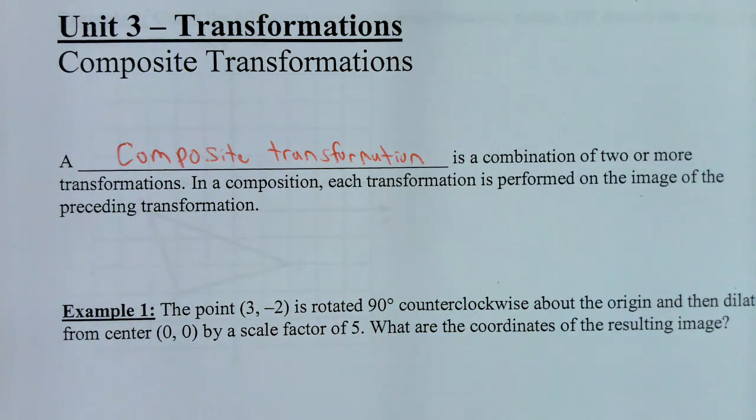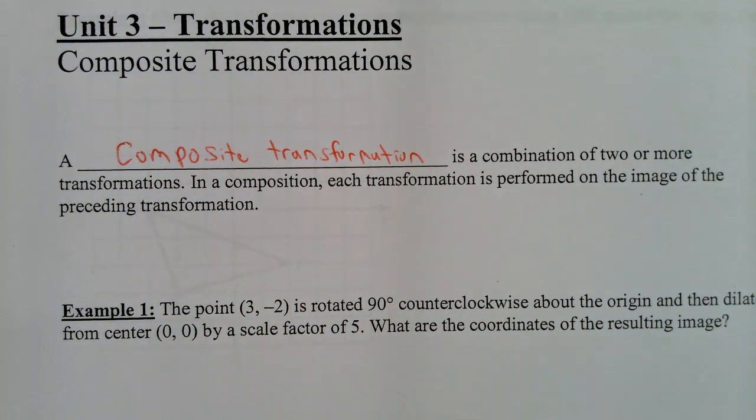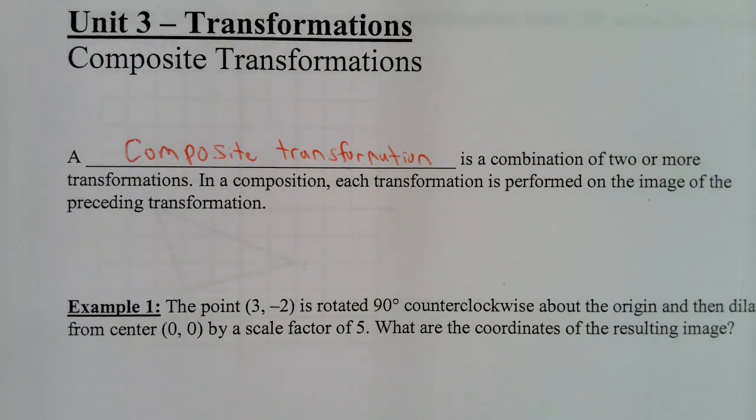A composite transformation is a combination of 2 or more transformations. You might also hear this called a composition. In a composition, each transformation is performed on the image of the preceding transformation. So if you take a pre-image and you do a transformation on that, the next transformation is going to be on your second figure, not the original one.